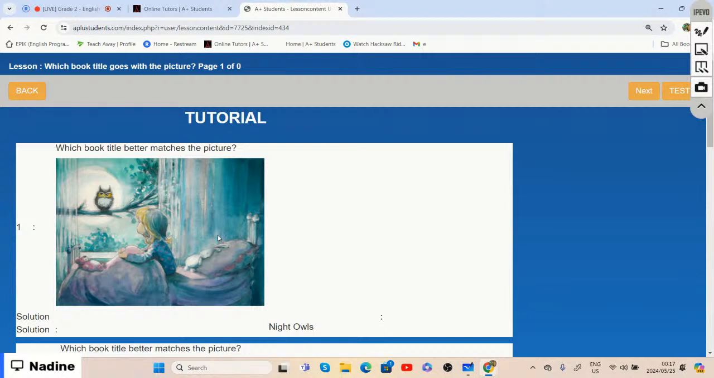All right, so we're going to look at the books, at the covers of the books or the pictures of the books. And then we're going to come up with an idea as to what we think the title of the book might be.